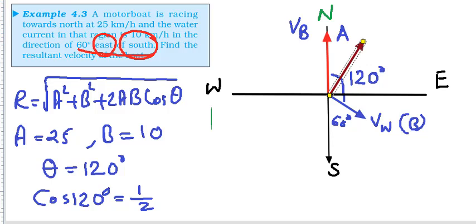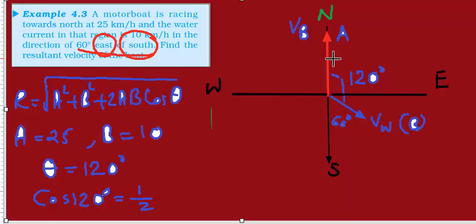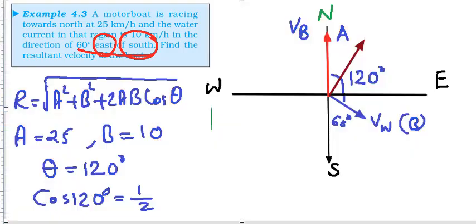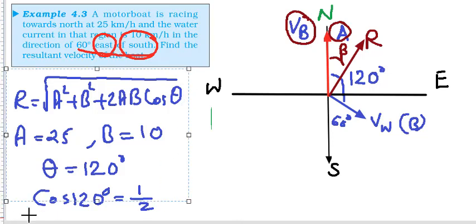Now the resultant is making angle with the north as well as with other directions. So let us choose this angle. Call this angle as beta. That is the angle between the resultant and this velocity vector of the boat, which is called A. So angle between R and A. And what is the equation that we are going to use? So once you calculate the resultant, then we can calculate the angle.